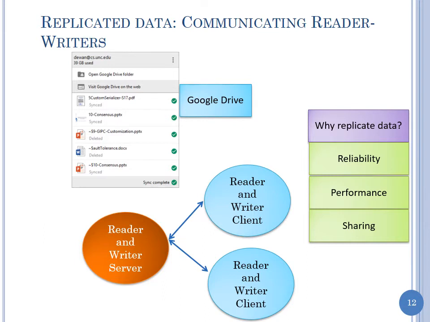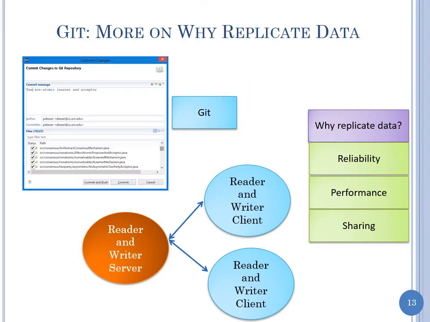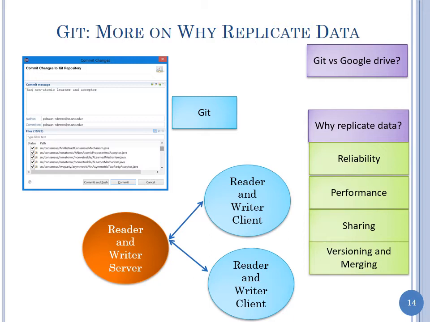And now let's go to Git. What extra thing do we get from Git that we didn't get from Google Drive? I expect one particular student to answer this question for sure, and that student's already raised his hand. So, Chris, we get versioning, and then we have to merge also. Okay.